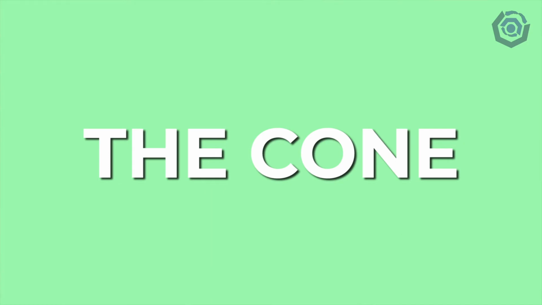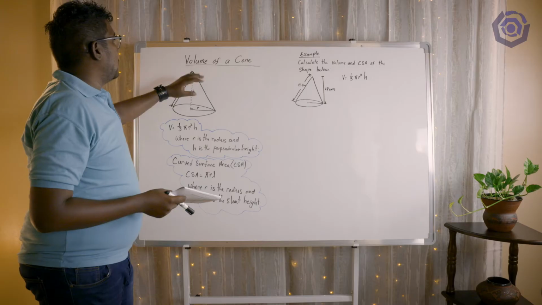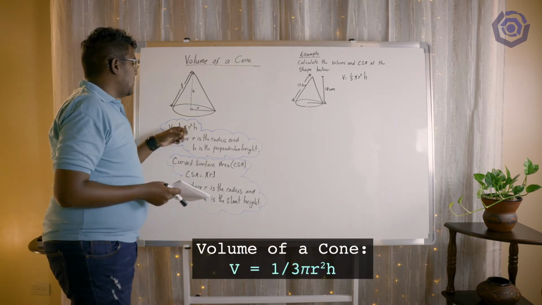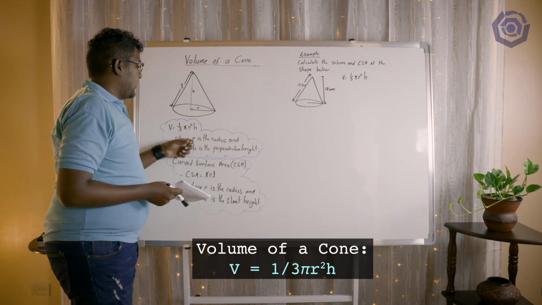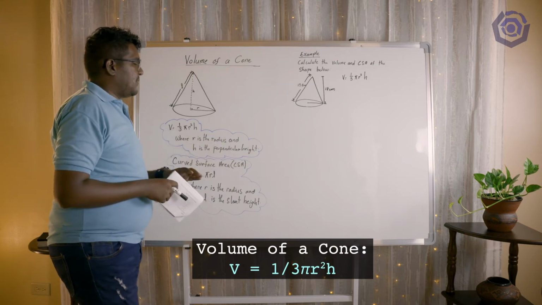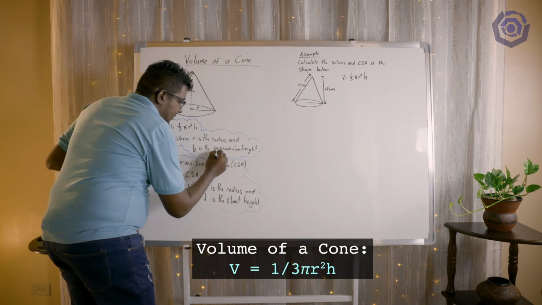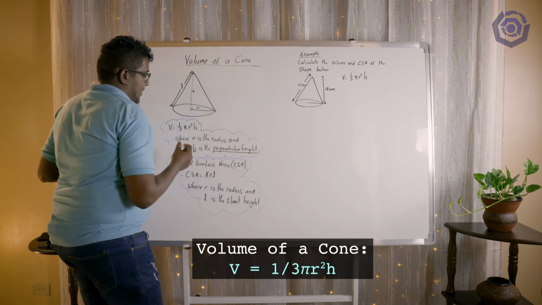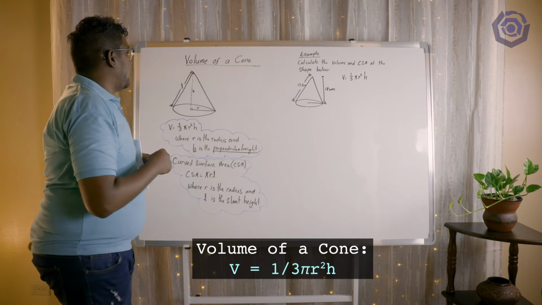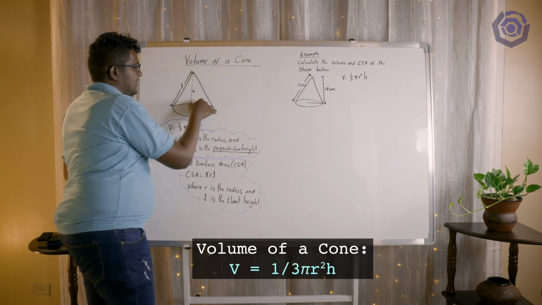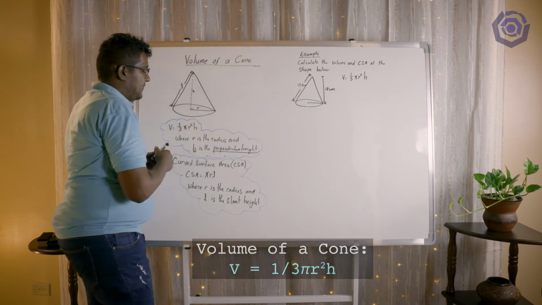The third shape we're going to look at is the cone. So the volume of a cone, the formula is V equals 1/3 pi r squared h, where r is the radius and h is the perpendicular height. Take note of h and perpendicular height. Remember I said perpendicular height would be the height that forms a right angle, so it's either given in the center or in some cases it's given outside.